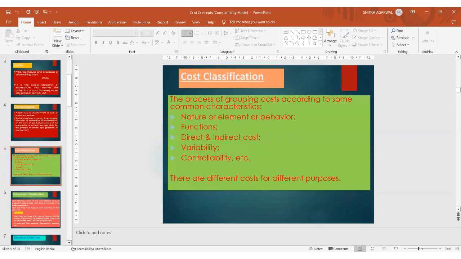Now, when we are talking about cost classification, cost can be classified based on different parameters, right? Those different parameters can be based on nature, element, behavior, functions, direct and indirect cost, or on variability or controllability, and there can be many other parameters. So based on your requirement, you will see which characteristic you want to take into consideration, based on which you will be segregating or categorizing it.